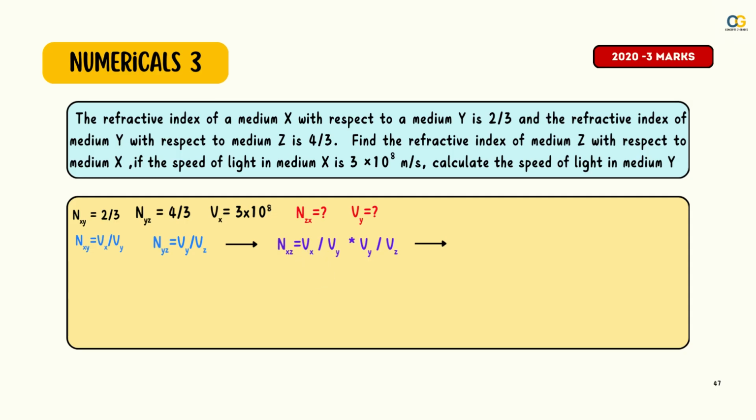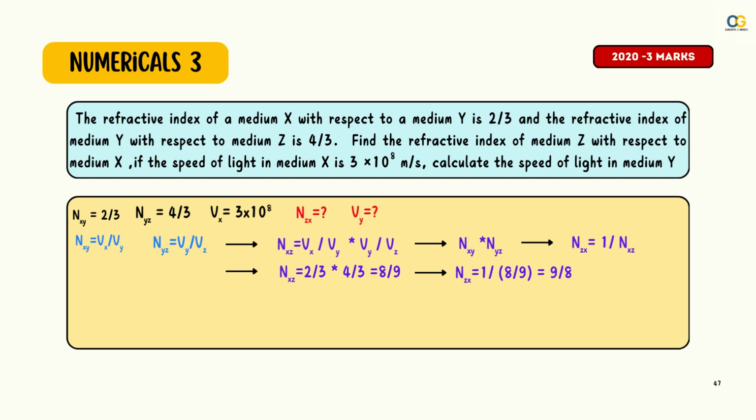So this is nothing but the multiplication of refractive indices XY and YZ, and in turn taking the inverse of the refractive index of Z with respect to X will give us the refractive index of X with respect to Z. Substituting the values, 2 by 3 into 4 by 3 will be equal to 8 by 9, and the reciprocal of this will be 9 by 8, which is the refractive index of Z with respect to X.